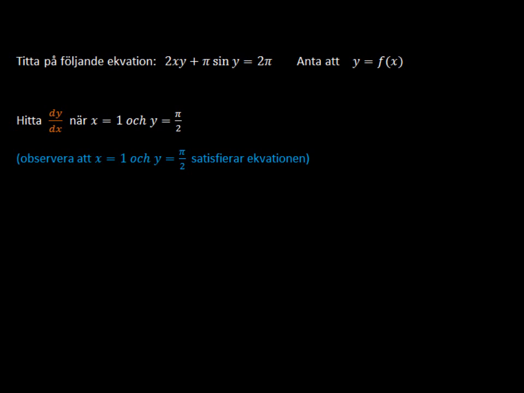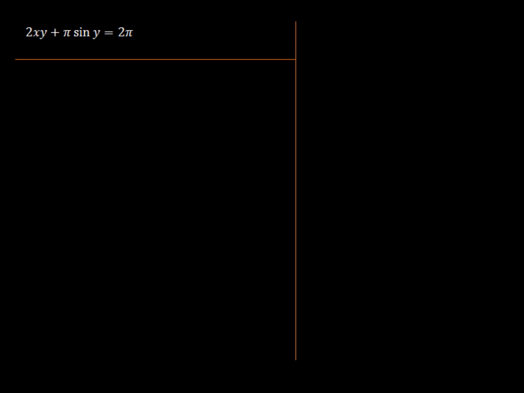Now, what we need to do is find dy/dx when x is 1 and y is pi over 2. And you can instantly see, if you were to put these into the equation, that it would certainly satisfy the equation. So let's get to work. Let's take our equation, and we're going to differentiate it implicitly. And when we do that, we'll have to keep track of a few things.